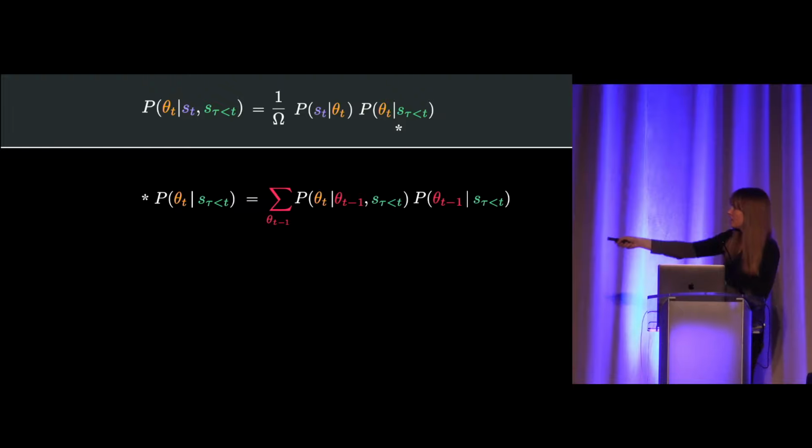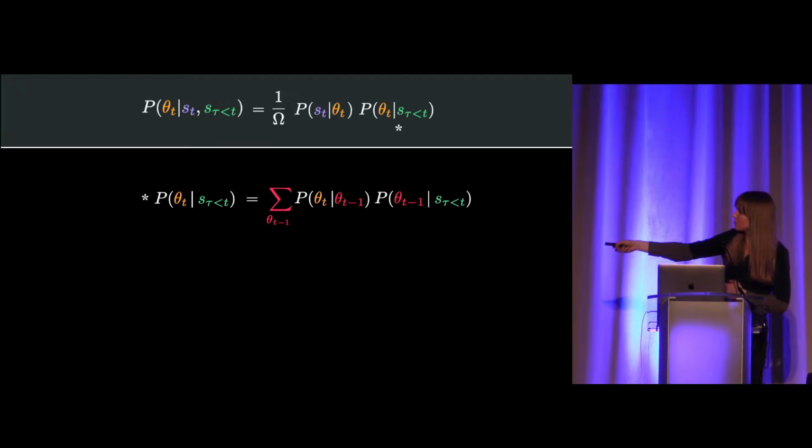Okay, so we can expand that quantity in this way, summing over theta of t minus 1, and now we can simplify this. So again, we know that the context at time t depends only on the context at time t minus 1, not on the history of past stimuli. So again, we can remove this dependence.